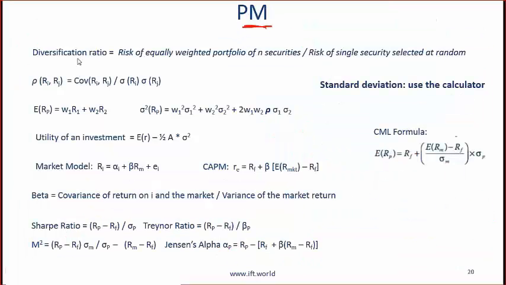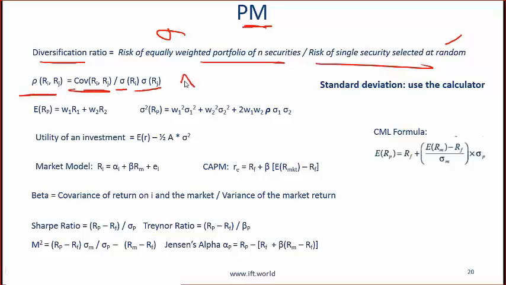Portfolio management. Diversification ratio is the risk of equally weighted portfolio of N securities measured as a standard deviation divided by the risk of a single security selected at random. I would put this as a type 2 or type 3, so know that. The correlation is the covariance divided by the two standard deviations, so this is very important.